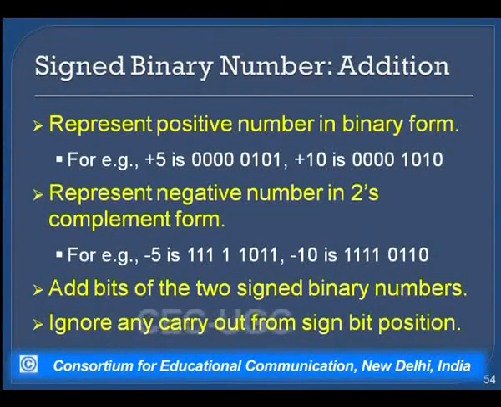So, now the addition of binary numbers when they are in the signed form. Now we have four possible ways to add two numbers: either both numbers are positive, one is positive and the other is negative, one is negative and the other is positive, or both are negative. The positive number is represented in one form only, the negative number will be represented in 2's complement form, and both are added.